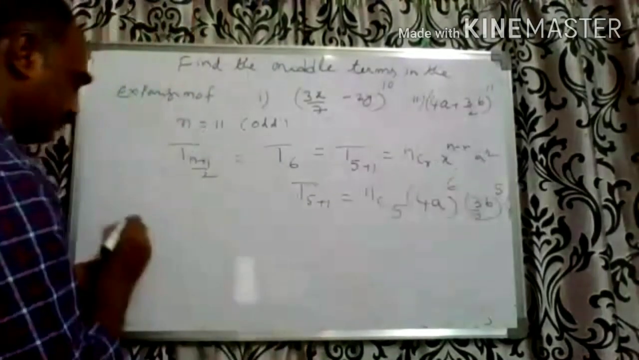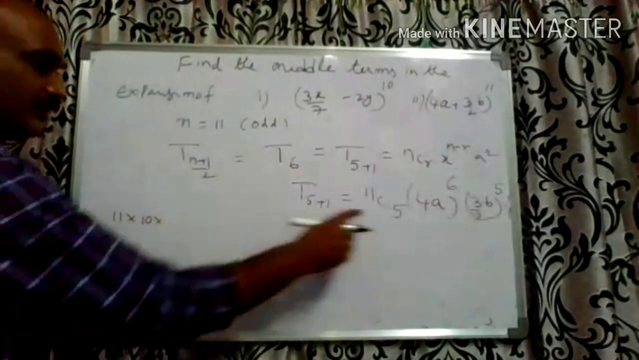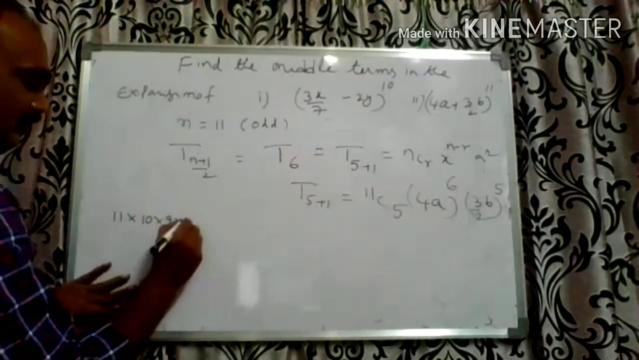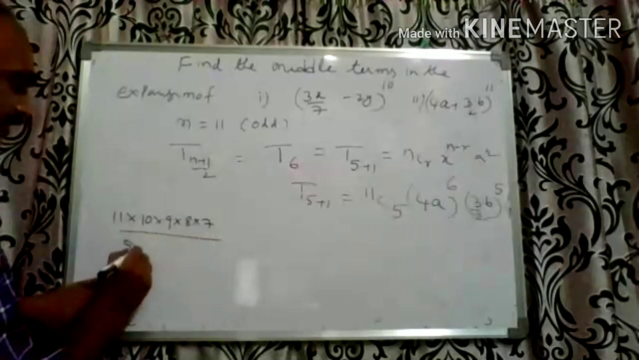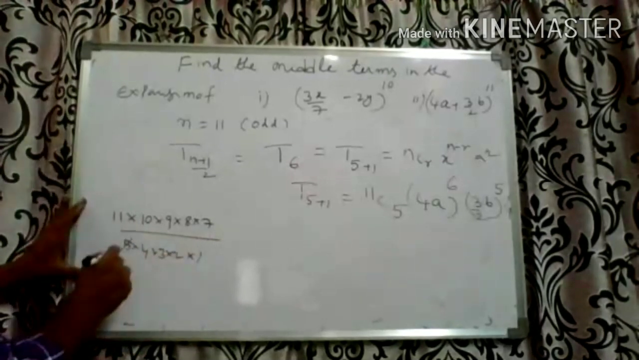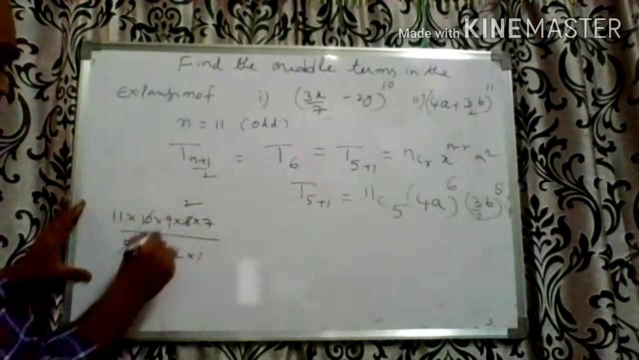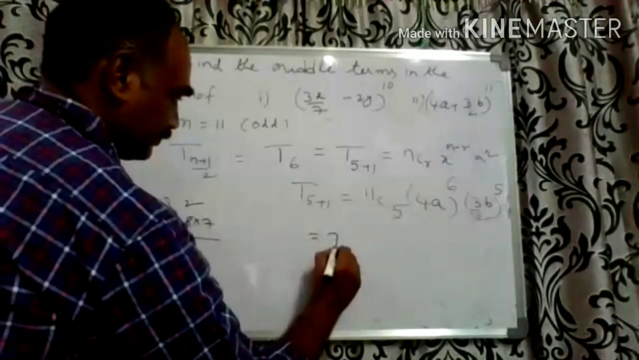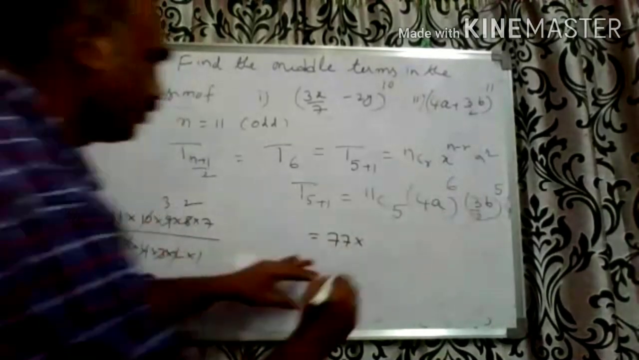11C5 is equal to 11 into 10 into 9 into 8 into 7 by 5 into 4 into 3 into 2 into 1. 5 2s are 10, okay. 4 2s are 8, 3 3s are 9. So 11 into 7, 77 into 3 into 2.